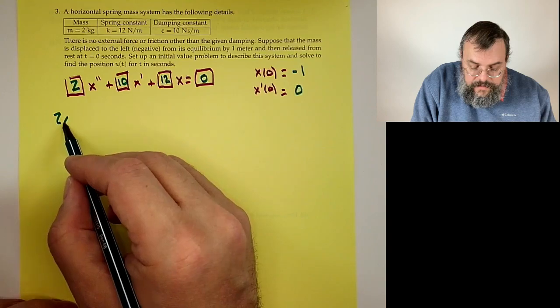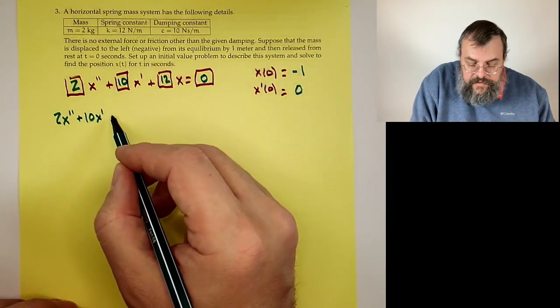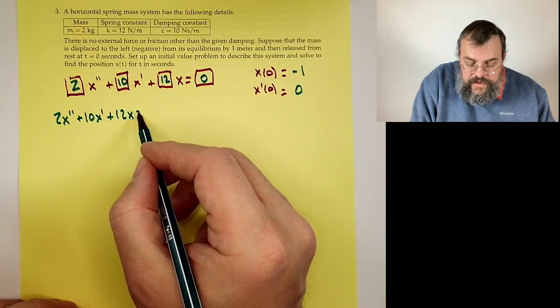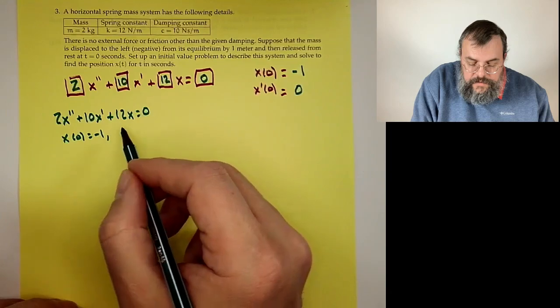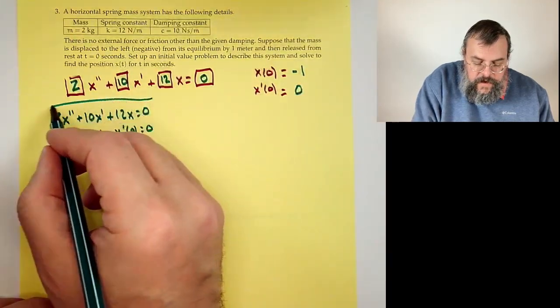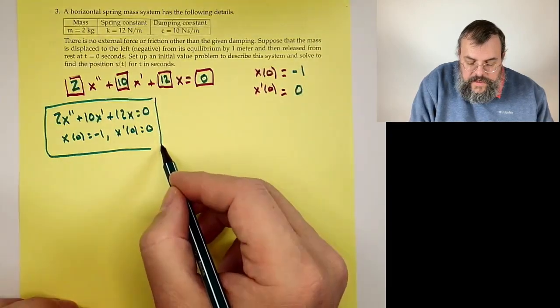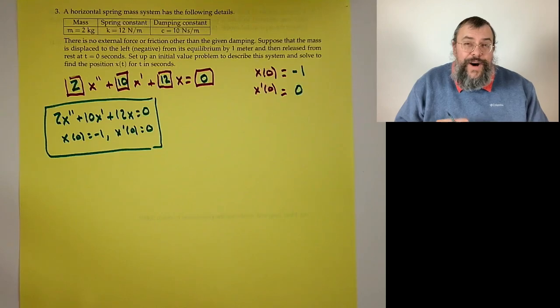So this is our initial value problem. Let's rewrite it a little bit more cleanly. 2x double prime, plus 10x prime, plus 12x equals 0. X of 0 equals negative 1. X prime of 0 equals 0. All right. So that's the first part of the problem. Since they want us to have that, we'll box it.